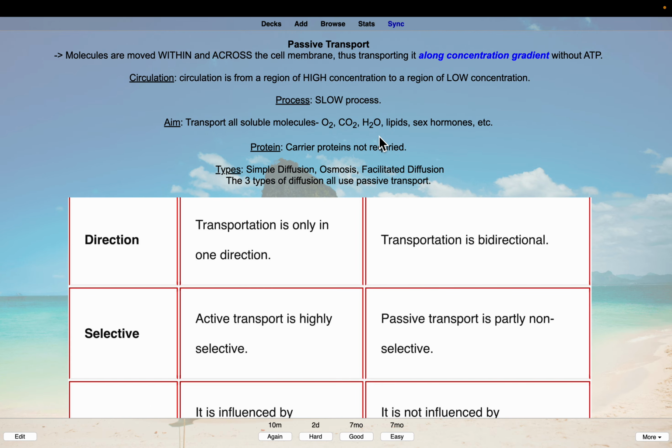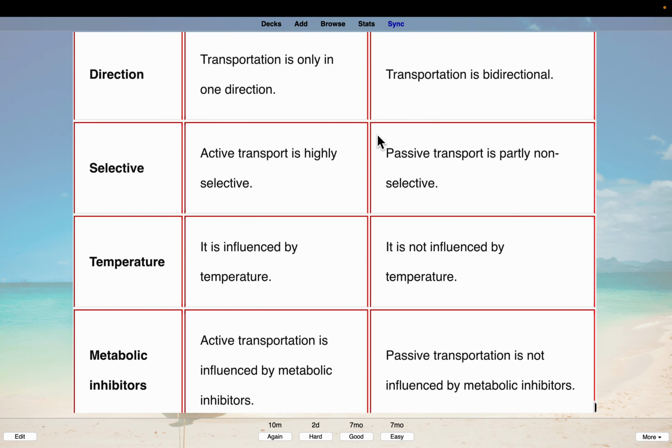Alright, let's just skip this part. This table may be useful.